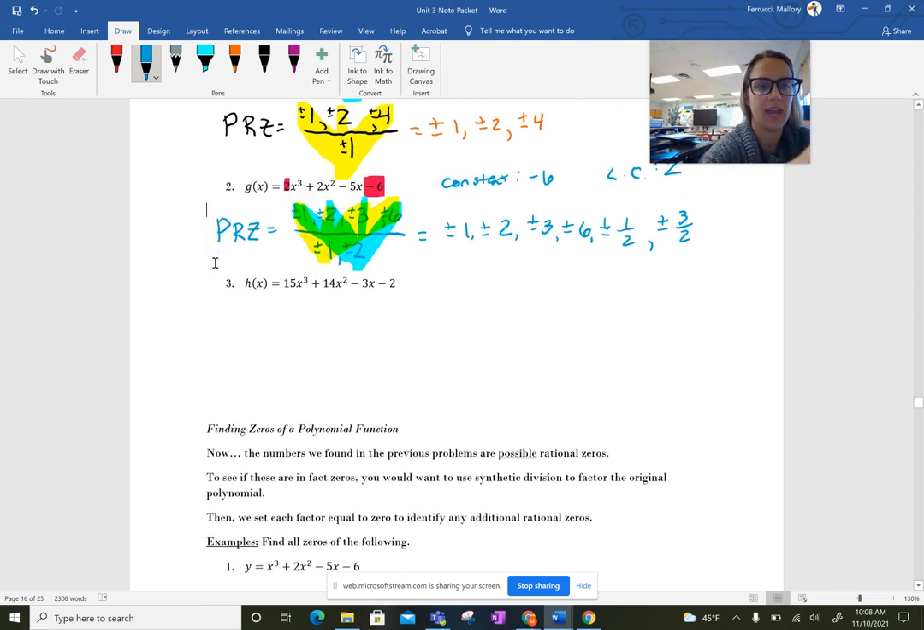Last but not least, h of x, PRZ, possible rational zeros.